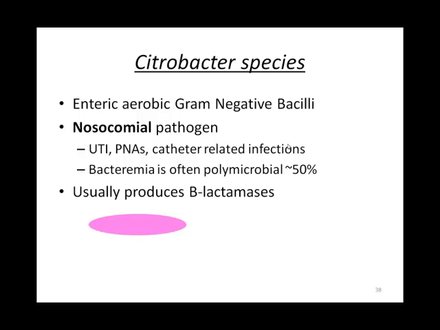If you do see Citrobacter, as the slide details, it generally is polymicrobial about 50% of the time. If you see Citrobacter, it's usually in patients that have a worse looking outcome, or septic shock, etc., a worse type of infection.